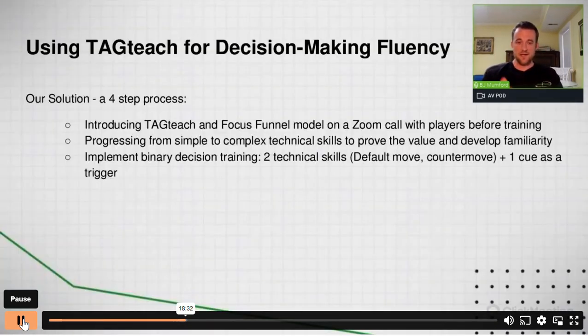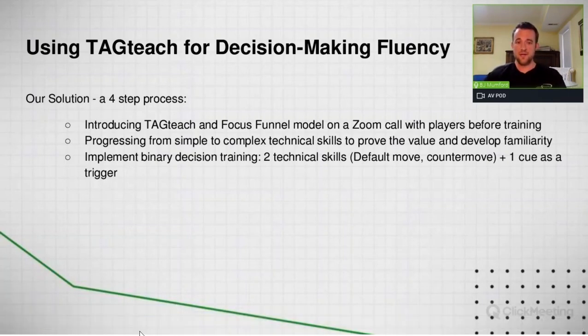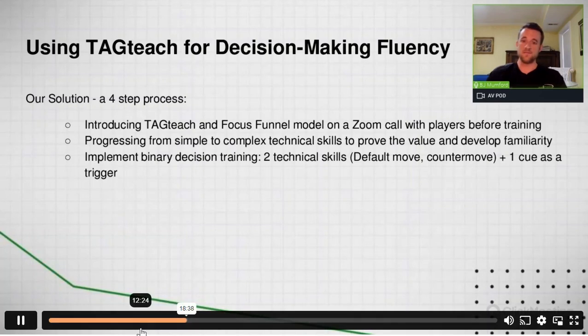And then we build that up to the next level, where we start using it with binary decision training. So we give them 2 technical skills that they've already worked through and understand the technical movement, and then develop a cue as the trigger to determine which one to use. We try to make it a default move and then a counter move, so that they always have something that, if nothing else happens, we're going to continue doing. And then we only need to see one trigger, one cue, to trigger the counter move.